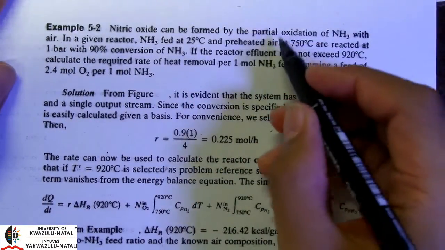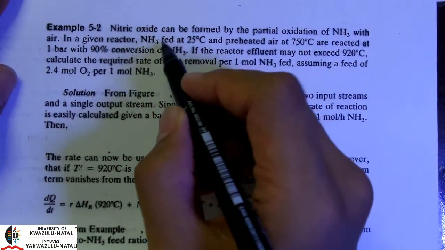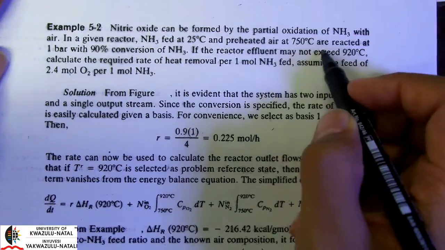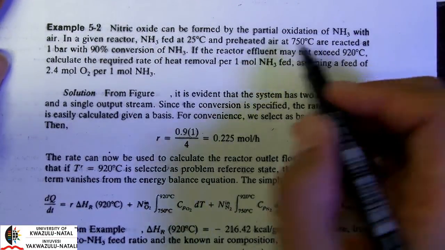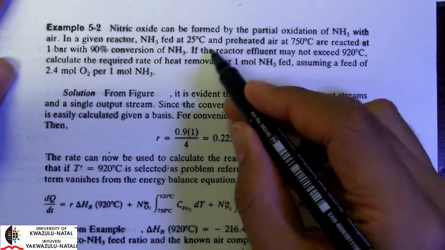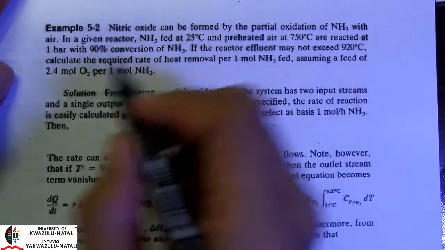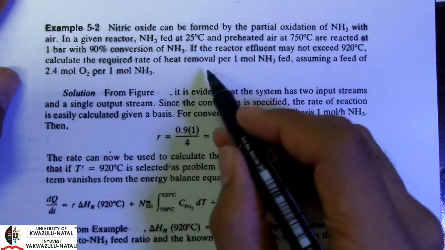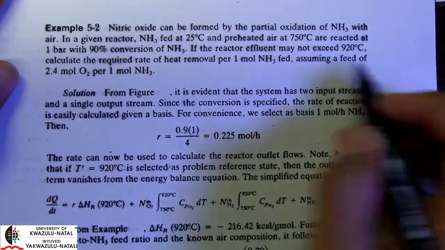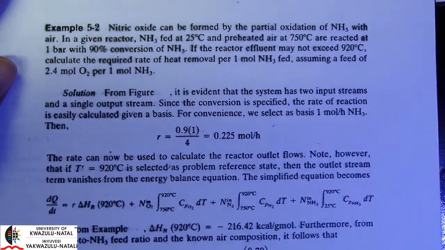Nitric acid can be formed by the partial oxidation of ammonia with air. In a given reactor, we have NH3 being fed at 25 degrees and preheated air at 750 degrees. And they are reacted at 1 bar, and we've been given a conversion of 90% of NH3. And the reactor output is 920 degrees Celsius. And they want us to calculate the required rate of heat removal per 1 mole of ammonia fed, assuming a feed of 2.4 moles of oxygen per 1 mole of ammonia.